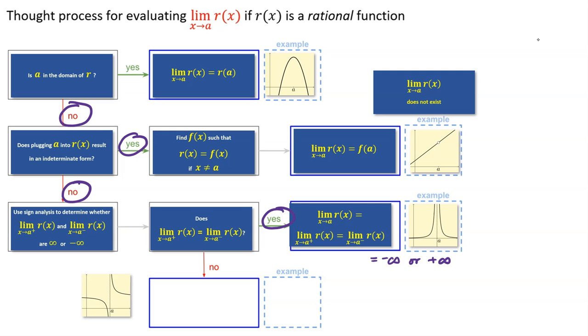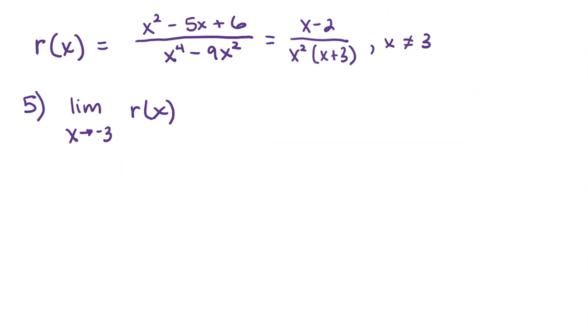All right, so we've got one more case left to consider, and that's where those two one-sided limits turn out to be different. So that's what we're going to see here in number 5. So the limit as x goes to -3 of r of x, we've got to look at what happens on the top. The top is going to head towards -3 minus 2, which is -5. The bottom is going to head towards -3 squared, which is +9. And then we've got this x plus 3, which is going to head towards 0.